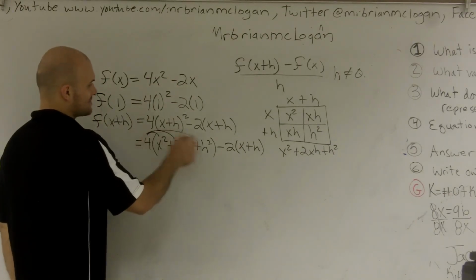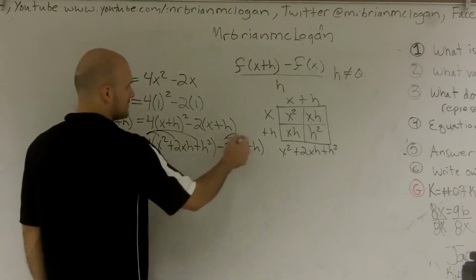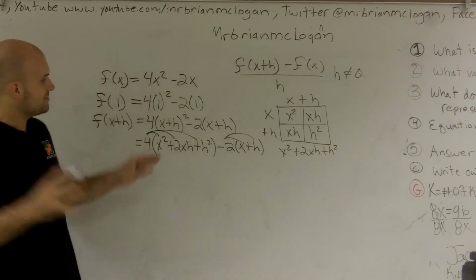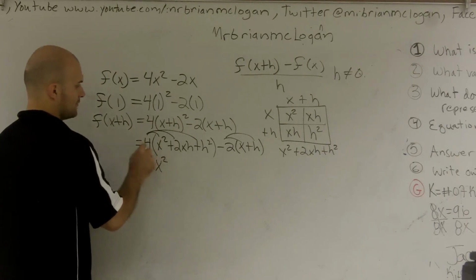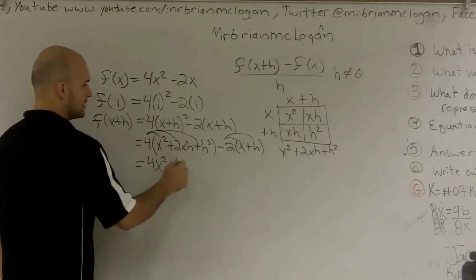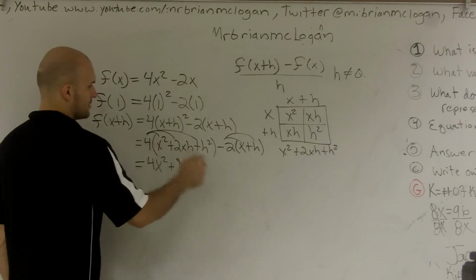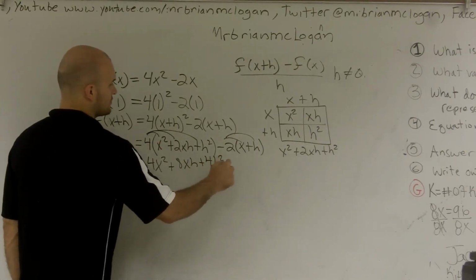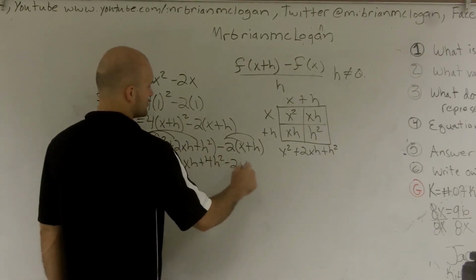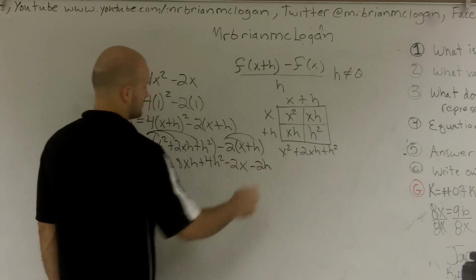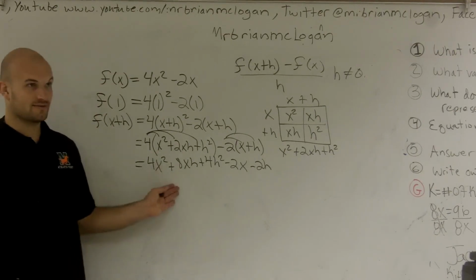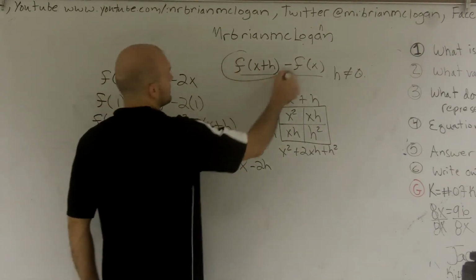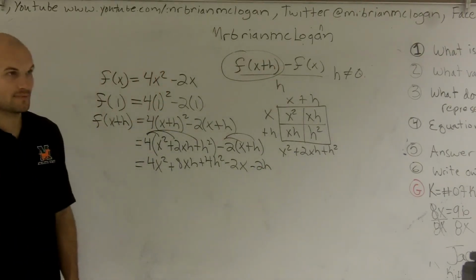This is a lot of steps. But the steps, hopefully you can follow. There's nothing new we're doing. I know it's crazy, but we're just following steps. So distributive property: 4 times x squared is 4x squared plus 8xh plus 4h squared minus 2x minus 2h. It's pretty big, isn't it? It's a lot. But do you see what I have there? Does that make sense? Yeah. So that is this. I just did that, right?